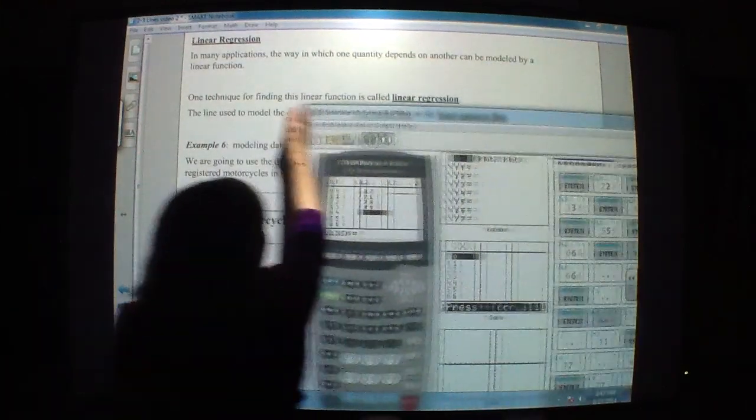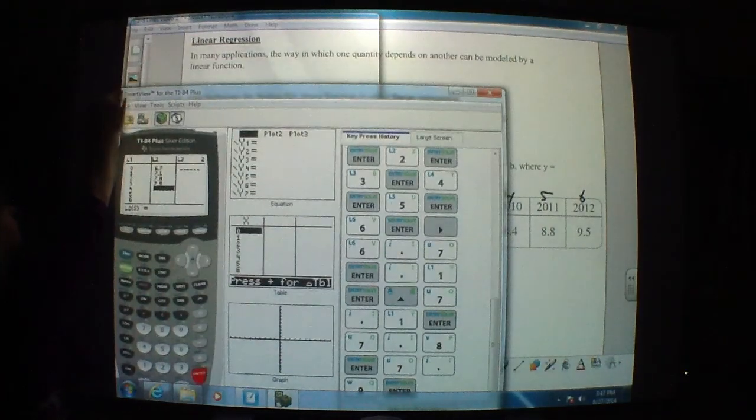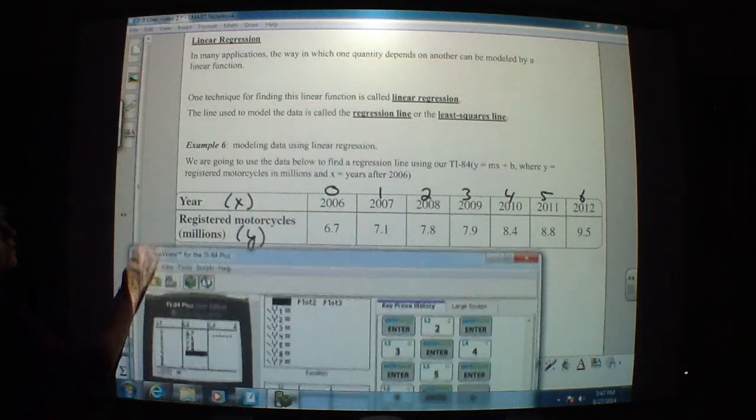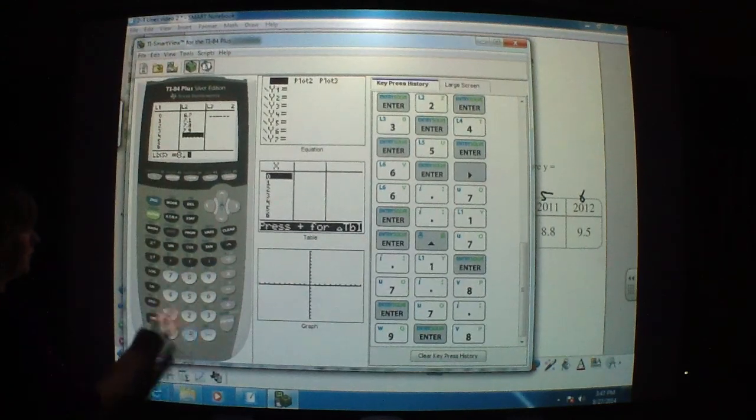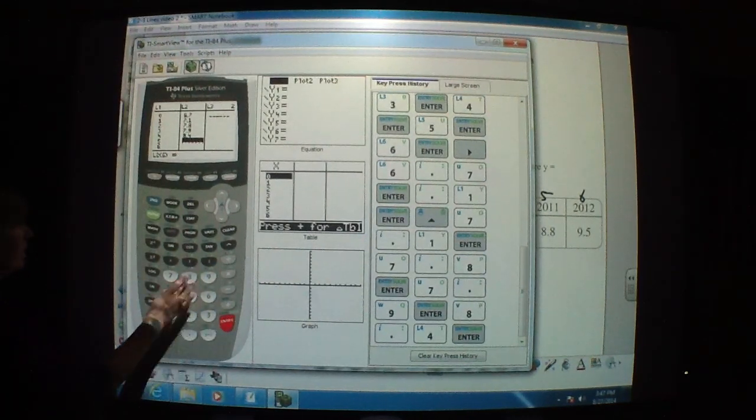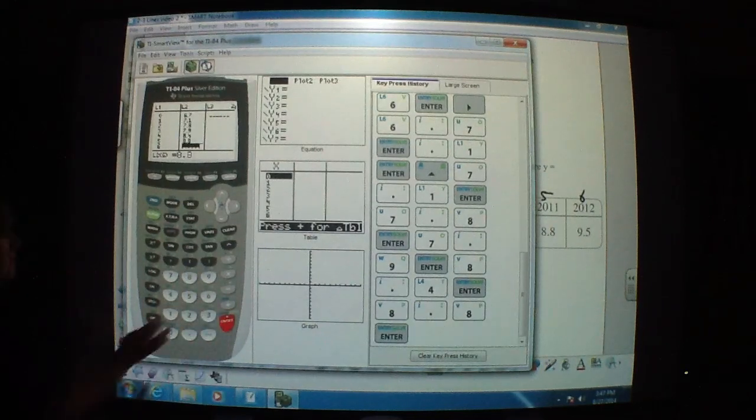Let's grab the other one. 7.9. What else do I have here? Oops. 7.9. 8.4, 8.4, 8.8, 9.5.